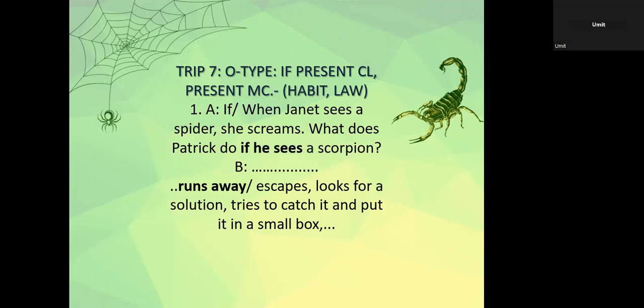He escapes from the scorpion. This is the main clause. If he sees a scorpion is the subordinate clause, dependent clause. Okay. Again, like the noun clauses, if clauses don't have a message in them. If he sees a scorpion, okay, then what is the rest of it? If he sees a scorpion doesn't have a message in it, but if we must use it, it needs a main clause like this. If he sees a scorpion, he runs away. He escapes from the scorpion, or he looks for a solution. He tries to catch it and put it in a small box. These are also possible. Present, okay, as a habit.